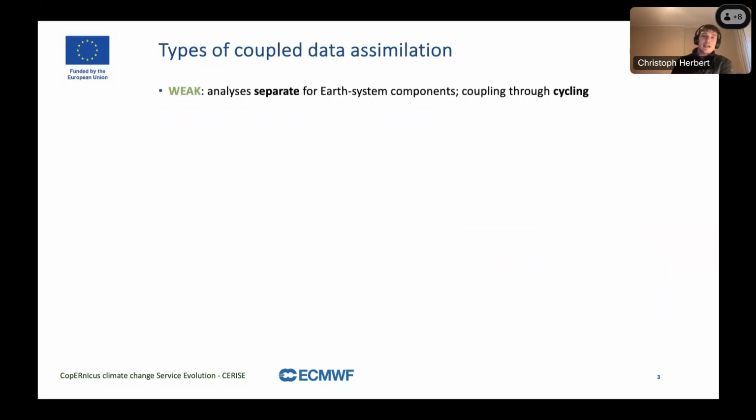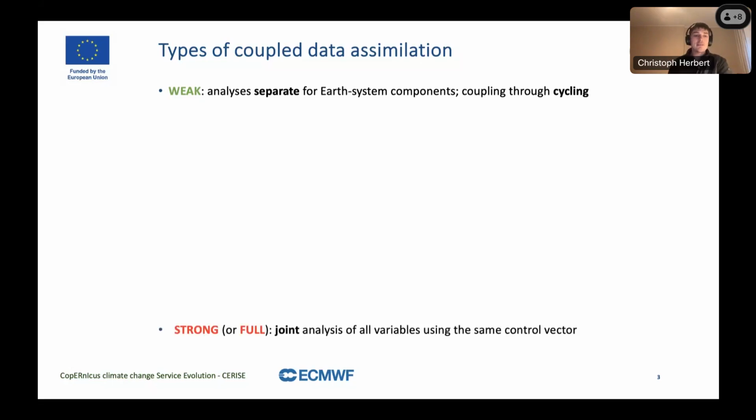So what are the types of coupled data assimilation? I think most of you are familiar with that, but I'll just repeat it. The weakly coupled system would be that I have separate Earth system components. So in all of these components, they do the analysis separately, so different DA approaches, for example. And then these initial conditions or the update is then coupled through cycling. So I share the initial conditions between consecutive DA windows.